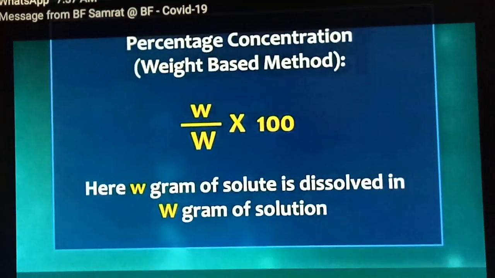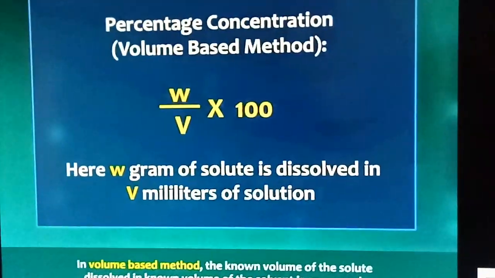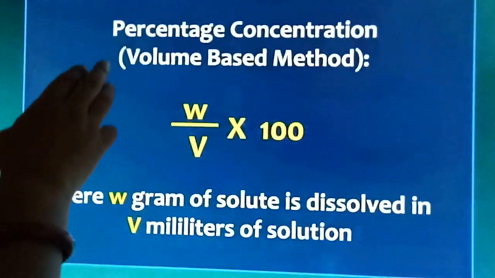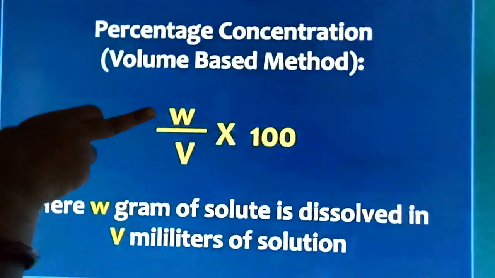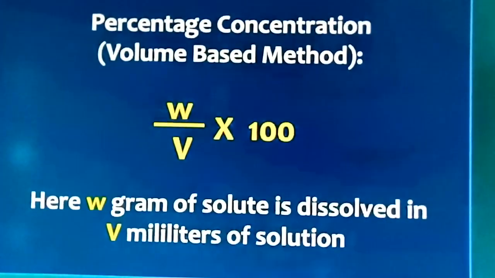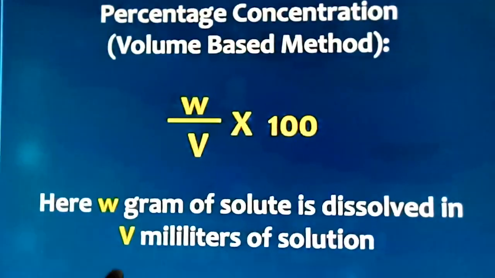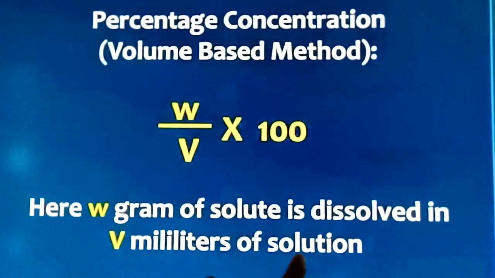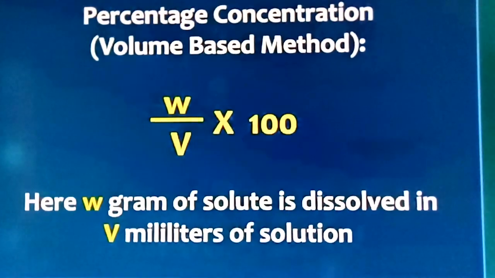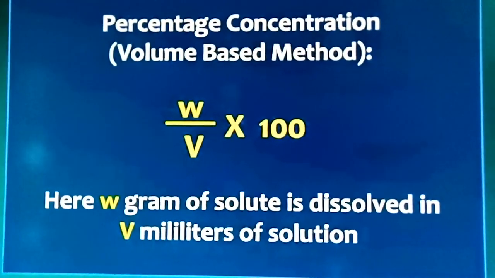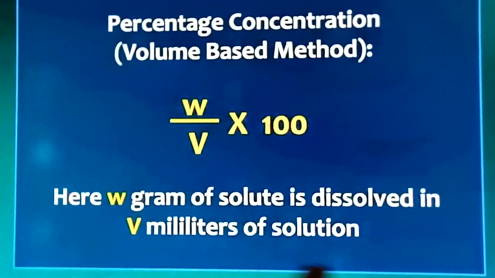The next method is based on volume. Let us see what the volume based method is. The next method of percentage concentration is the volume based method. So small w by capital V into 100. Again small w is nothing but grams of solute which is dissolved in V, that is milliliters of solution. If the solution is made by adding, we have seen in the beginning, a solution can be solid, liquid or gaseous.